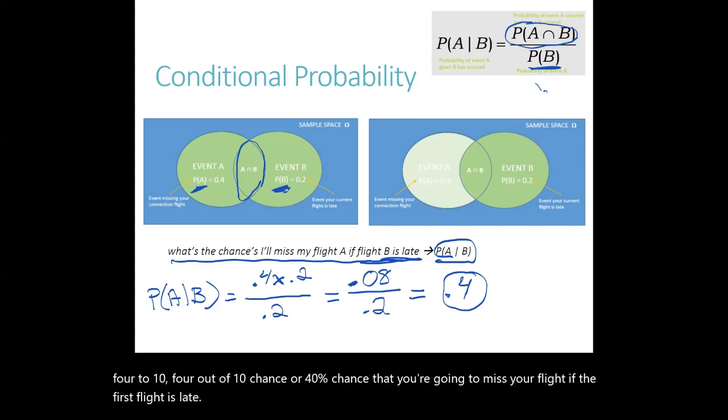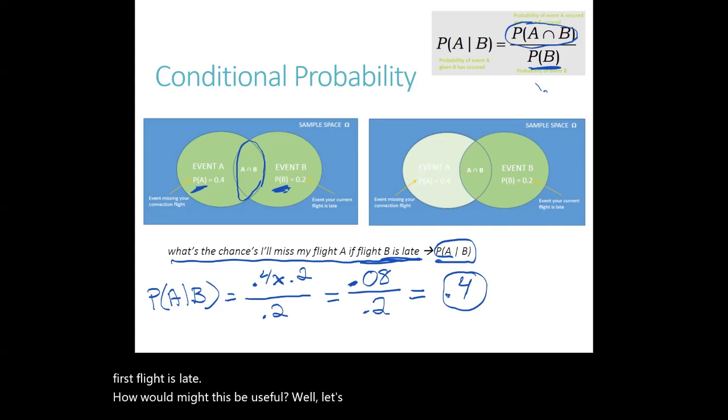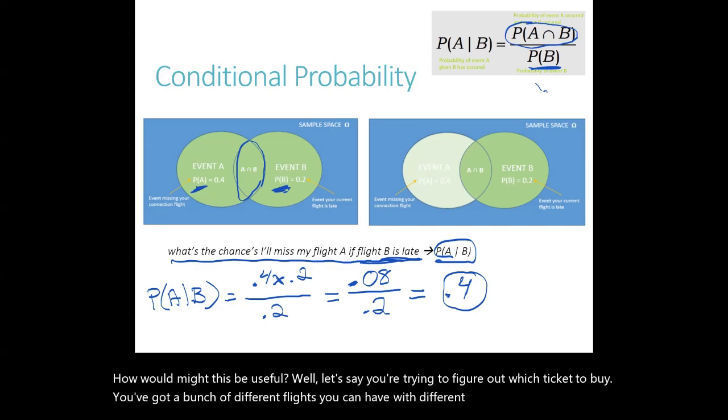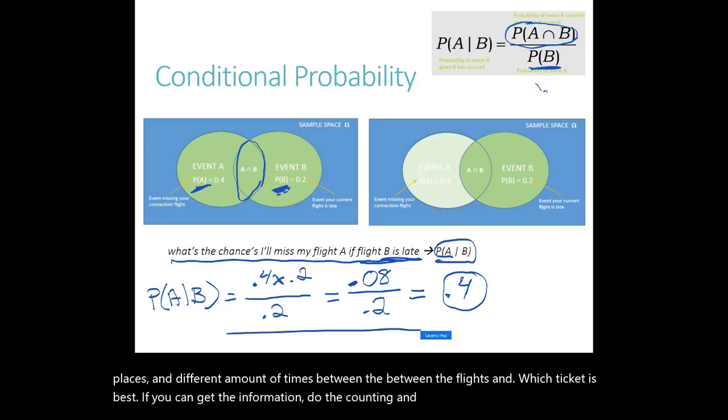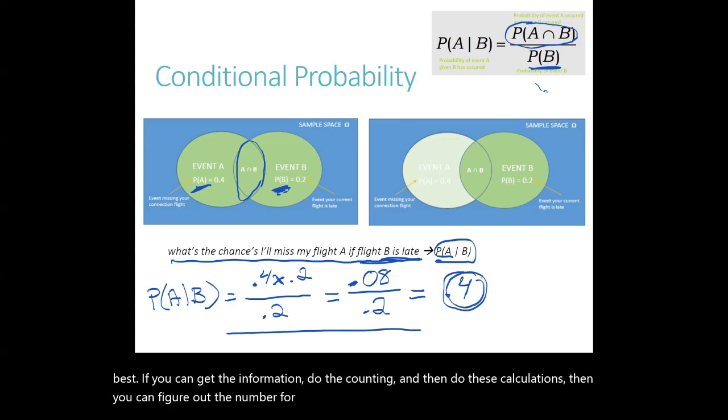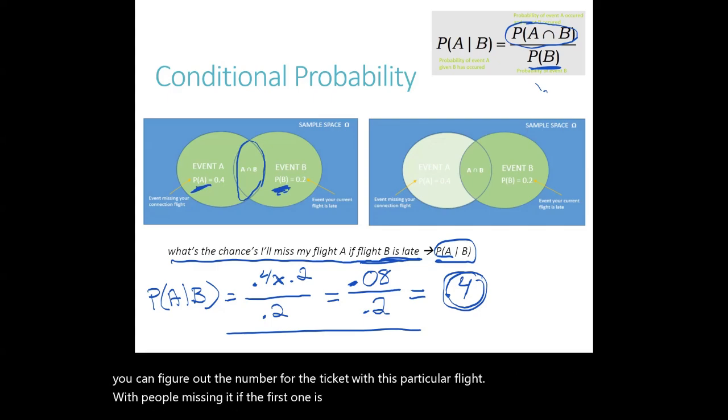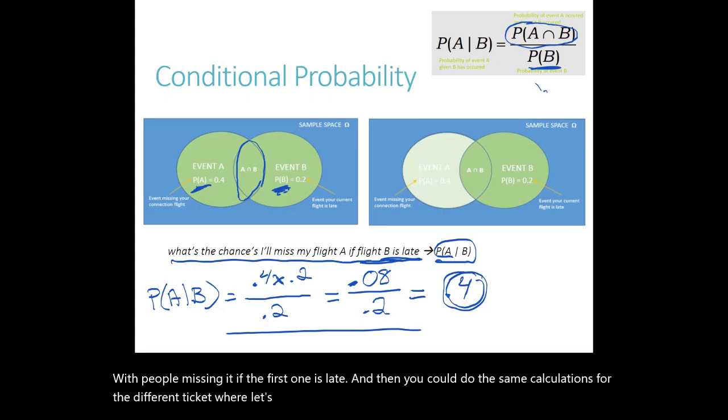Well, how might this be useful? Let's say you're trying to figure out which ticket to buy. You've got a bunch of different flights you can take with different connections, different places, and different amounts of time between the flights, and which ticket is best? Well, if you can get the information, do the counting, and then do these calculations, then you can figure out the number for the ticket with this particular flight, with people missing it if the first one is late, and then you could do the same calculations for a different ticket.